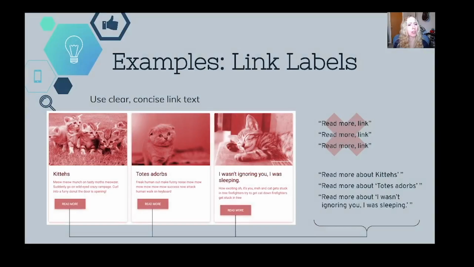So to give you a better understanding, here's an example of some link labels. A common example I see is using something vague as a link text, like read more. For a sighted user, they can see the correlation of the card, but out of context in a screen reader, this is really confusing. So it's really important to have clear, concise link text that explains the context of the link or the button. For example, read more about cuties instead of just read more.